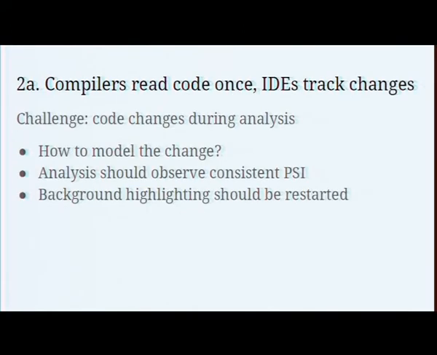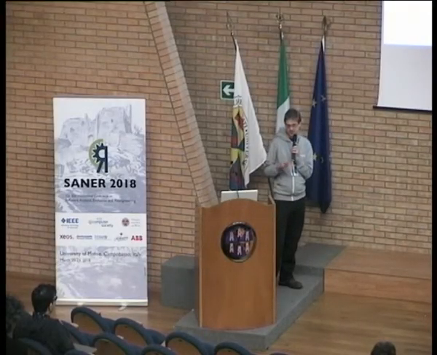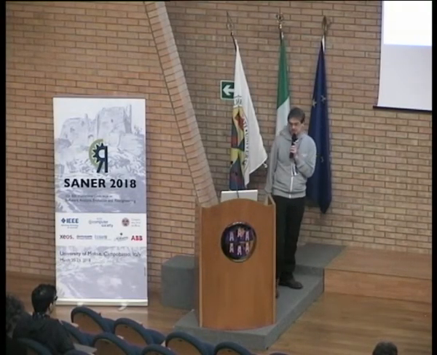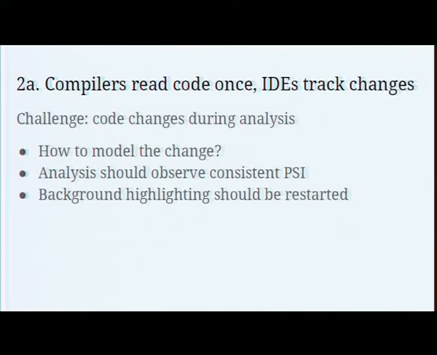Okay, the compilers just read your code. But the IDEs modify your code themselves, and they should also be prepared for the code being modified by an external process like Git or the user typing. Suppose you have an editor with a background highlighting running, and then you press a button. And what should happen? First, how to model the change?